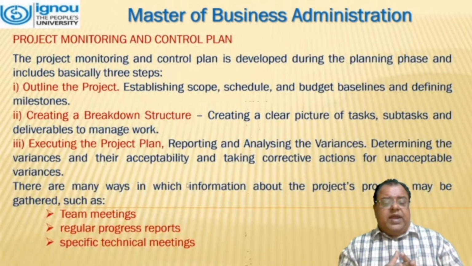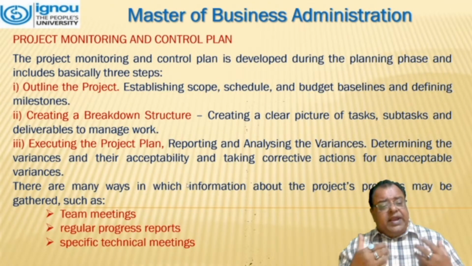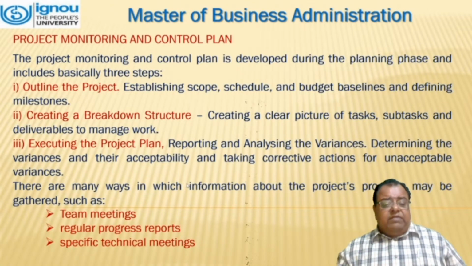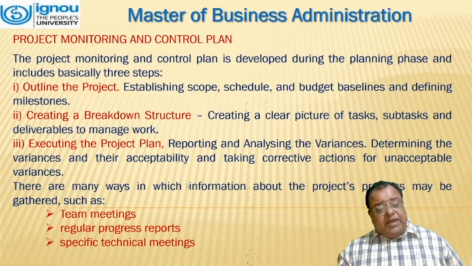Project monitoring and control plan. The project monitoring and control plan is developed during the planning phase and basically includes three steps. That is outlining the project, creating a breakdown structure, and executing the project plan. There are many ways in which information about the project progress may be gathered, which can be in the form of team meetings, regular progress reports, specific technical meetings.